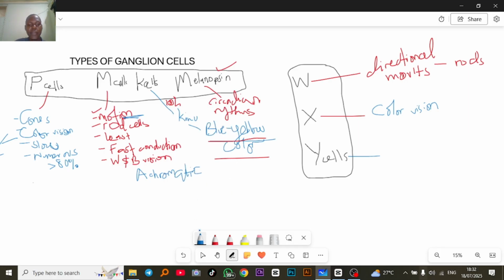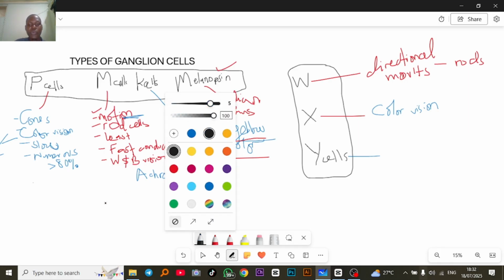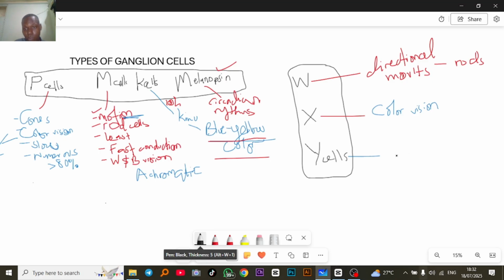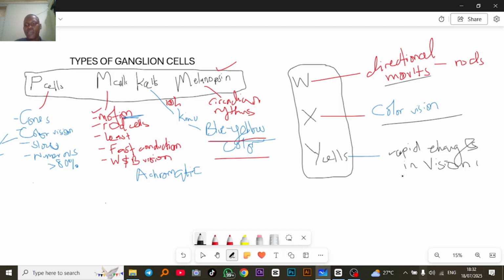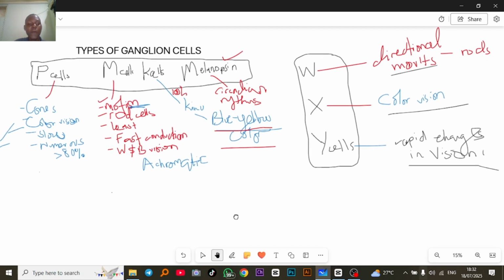And finally, we have the Y cells. These ones will be responsible for rapid changes in vision. You get? Rapid changes in vision. So we have directional movements for W cells, we have color vision for X cells, and rapid changes in vision for the Y cells. So those are the types of ganglion cells, and with that you have the entire knowledge of ganglion cells.